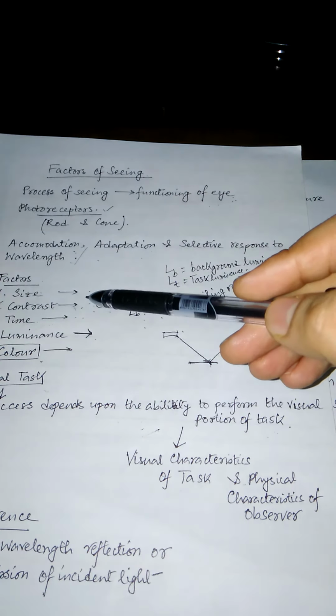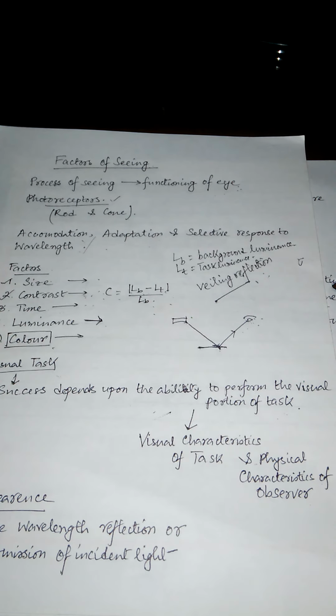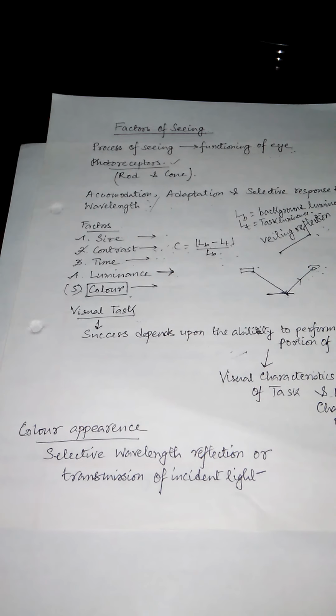The visibility level and the success also depend on the visual characteristics of the task and the physical characteristics, such as the eye conditions. Suppose a person is aging; obviously with the increase of age, the performance of the eye is going to decrease, going to be bad. So the physical characteristics of the observer are a very important thing.